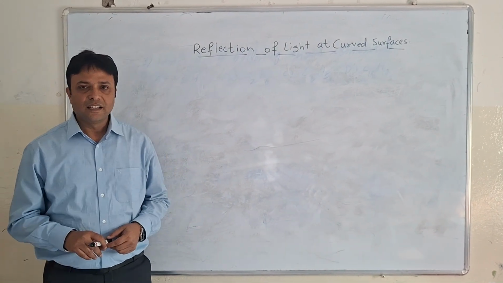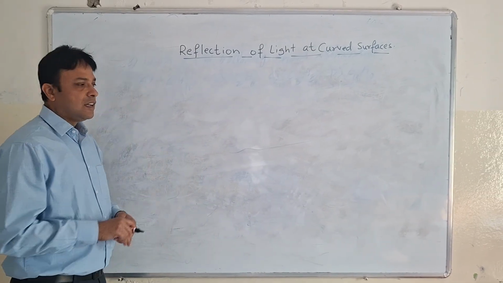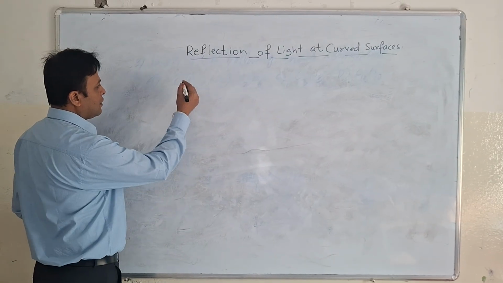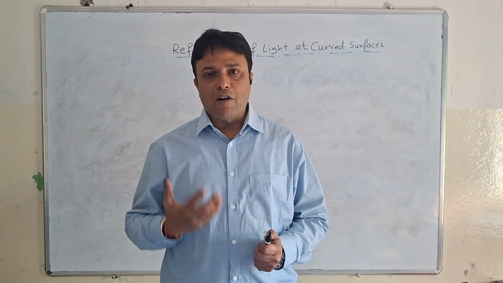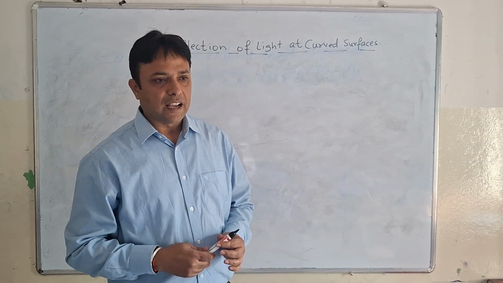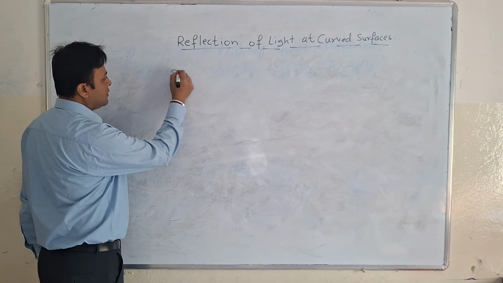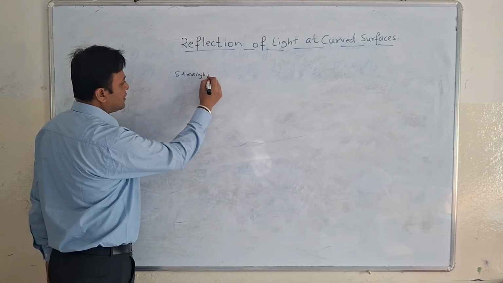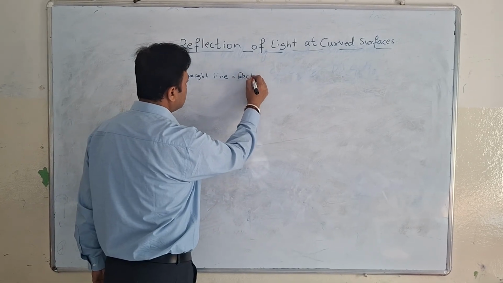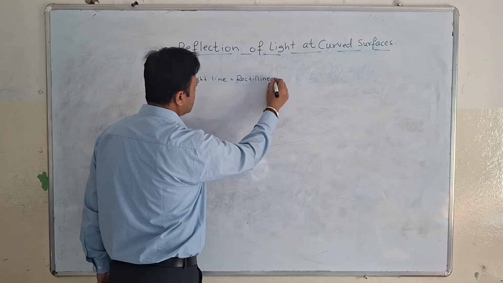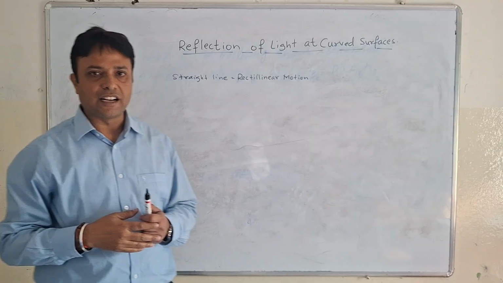So today's topic is reflection of light at curved surfaces. Before moving to this topic, let us revise whatever we have learned in the previous classes. What is reflection? Reflection is the bouncing of the light from the surface. As we all know, light follows a straight line path, and that property is called rectilinear motion of light. Rectilinear motion means it will always travel in the straight path.